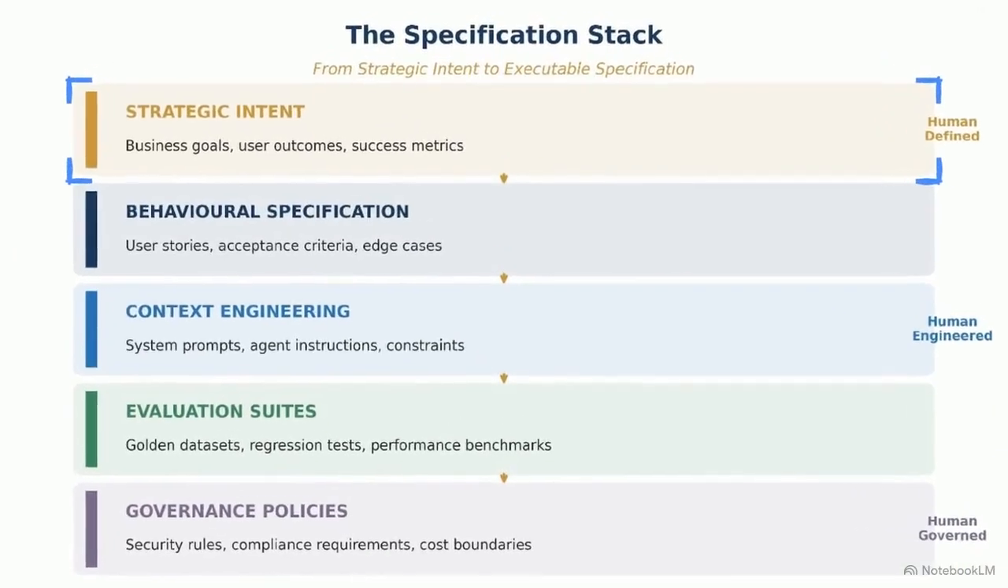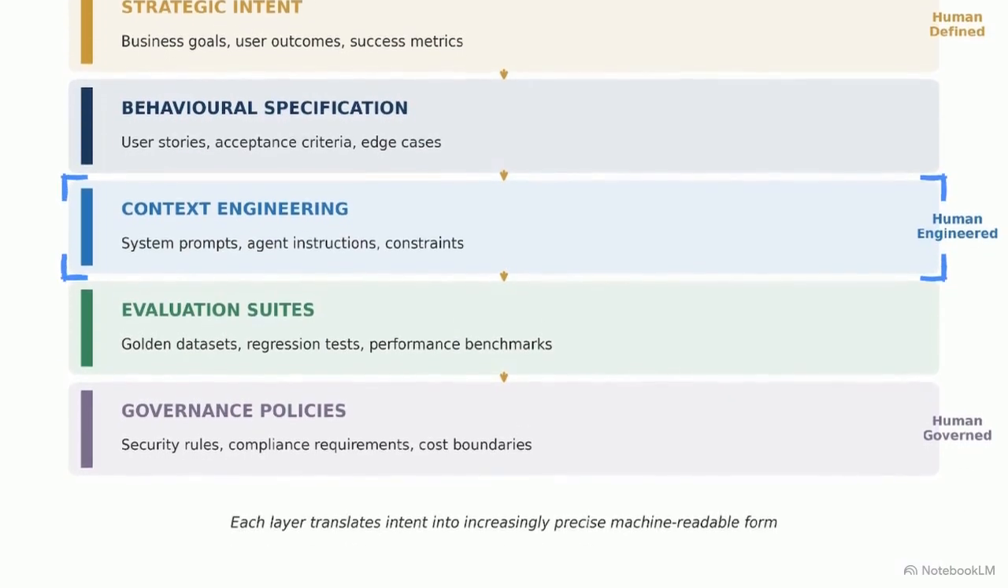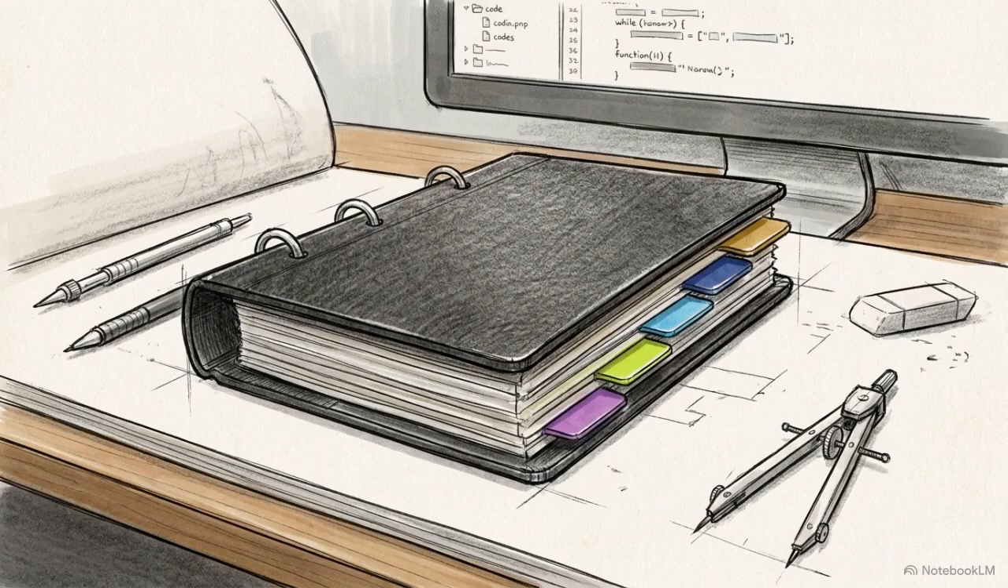Layer 1, strategic intent, connects decisions to outcomes. Layer 2, behavioral specification, defines explicit edge cases. Layer 3, context engineering, curates architectural knowledge. Layers 4 and 5 dictate operational boundaries and evaluation. These 5 layers of engineered context, not the generated codebase, are the most valuable assets a company owns.